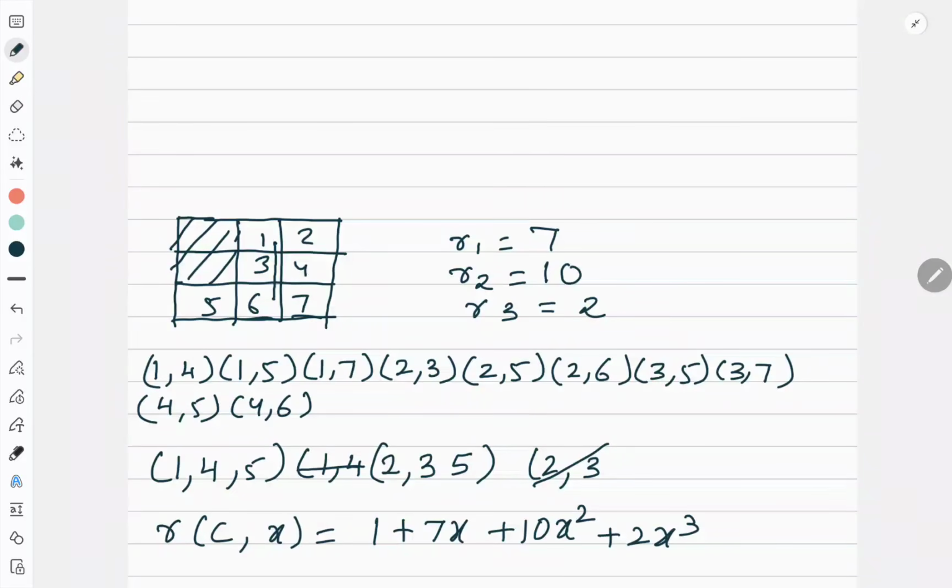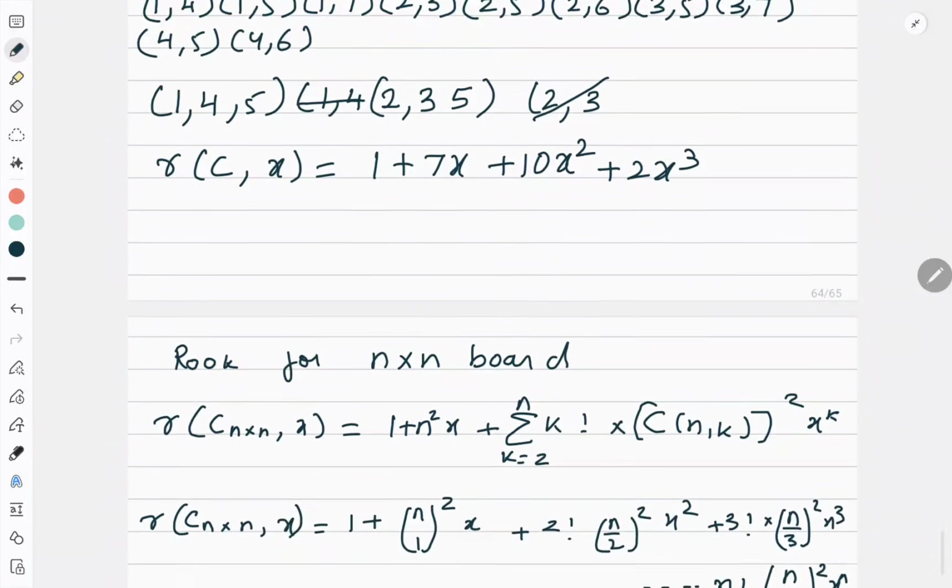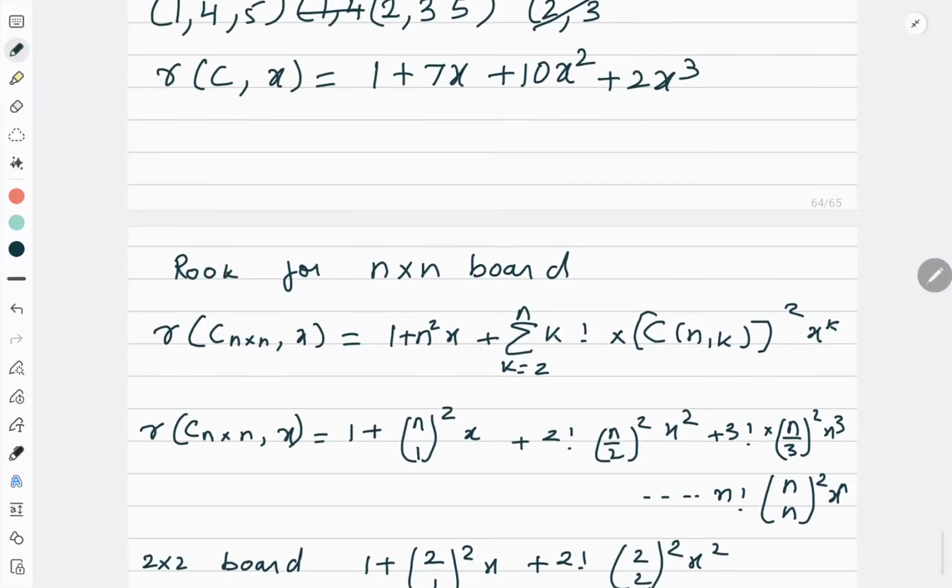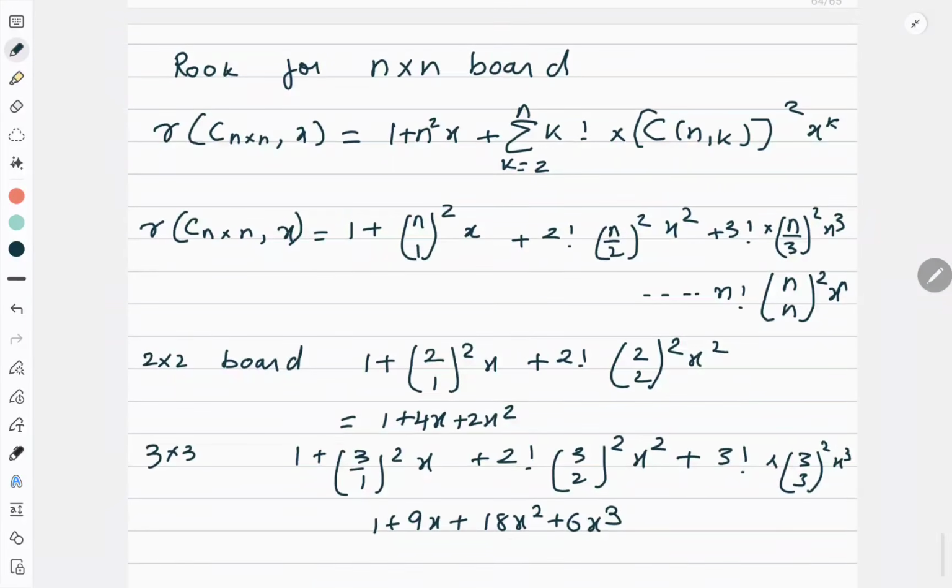Understood? So this is how we have to find out the rook polynomial. Now there is a general formula also. It's for an n cross n board, like 2 cross 2, 3 cross 3, 4 cross 4. I can use this standard general formula and I can get the answer. If you observe the 2 cross 2 board, we have already solved and this was our answer. Right? So if you want to use the formula, you can use it, but it will be particular only to n cross n. So it's better to do it by using the definition.